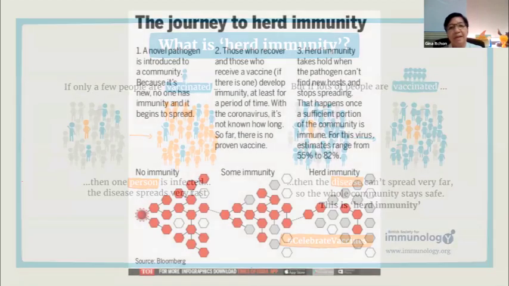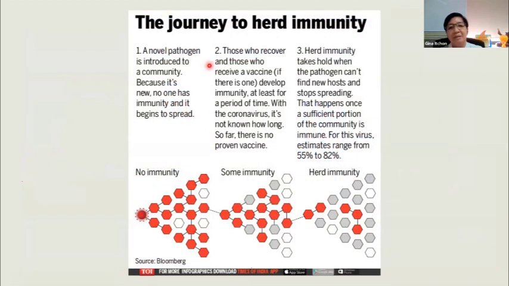This is from Bloomberg, and this was when we did not yet know enough about the disease. A novel pathogen is introduced to the community, and because it's new, no one has immunity, and it begins to spread. This was how COVID-19 was in the beginning. Those who recover and those who receive a vaccine, if there is one, develop immunity, at least for a period of time. With the coronavirus, it's not known how long. Even up to now, we don't know.